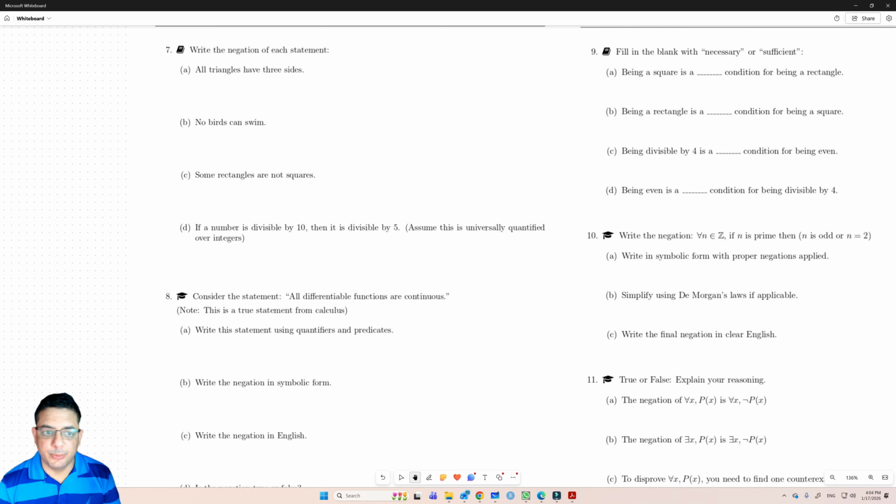Now let's continue with 3.2 examples. Question number 7 asks us to write the negation of each of the statements. All triangles have 3 sides. So this is a for all, and of course the predicate will be that it has 3 sides. If we're going to negate this, we'll say there is some triangle that has more or less than 3 sides. This is just one way of negating this.